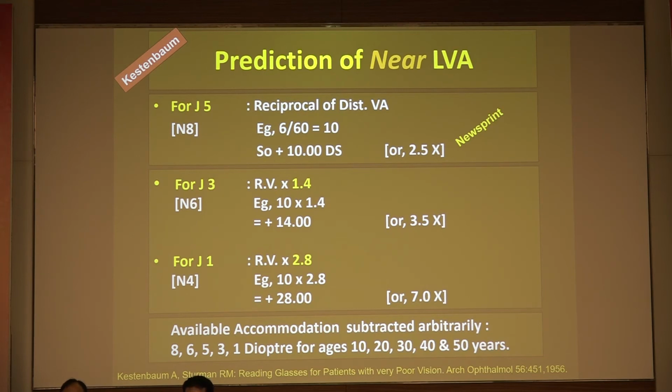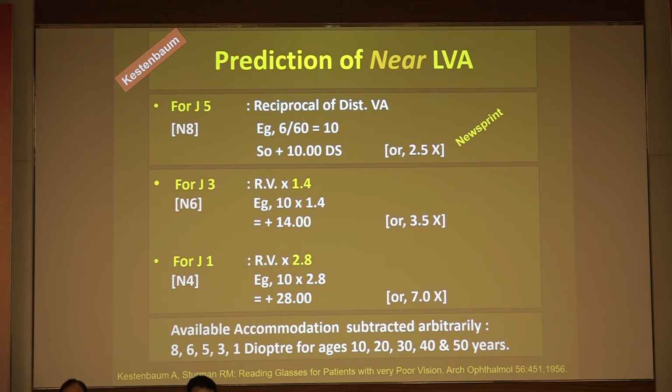So if he wants to read Times of India or Indian Express, then if his vision is 6/60, you take the reciprocal of that, which is 10, or 10 diopter sphere is what he requires, which is 2.5x if you talk about magnification. Likewise, for N6 vision, you multiply the reciprocal of distant vision by a factor of 1.4, and for N4 vision, multiply it by a factor of 2.8.